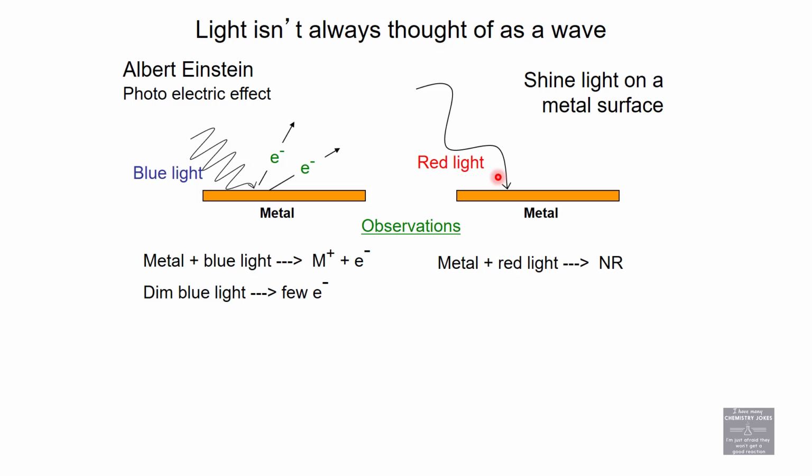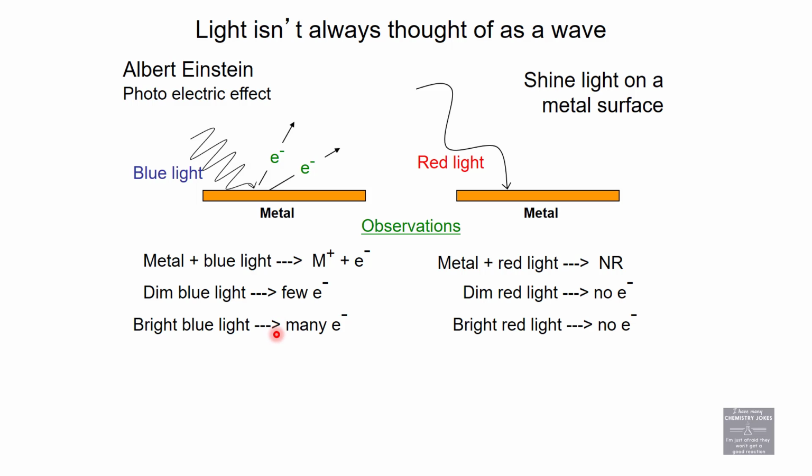When he shined a very dim blue light, he got electrons, but not many. When he shined a brighter blue light, he got a lot more electrons. When he shined a dim red light, no electrons. Bright red light, still no electrons.